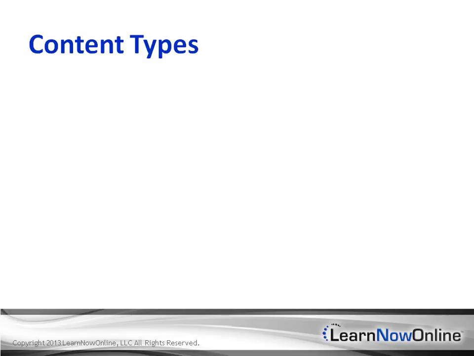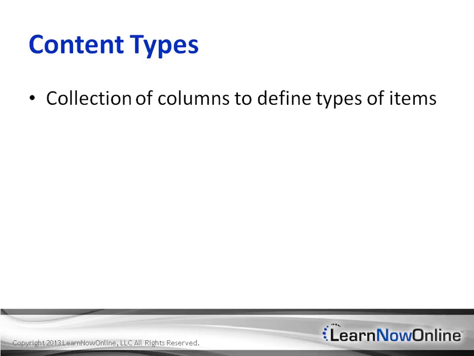If we want to actually model some piece of information like an invoice, we need to define a content type. And a content type is a collection of columns that define types of items. So out of the box, we have a document content type, and document content type gets extended to define pictures, which are types of documents. And we also have a contact content type.